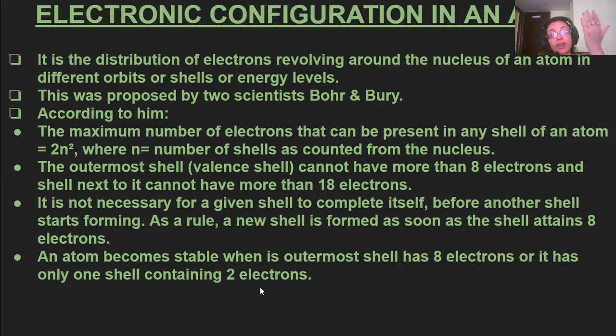But the last shell, that is the valence shell, will have 8 electrons at the most, not beyond that, but it can be less than that. And even the penultimate shell can have 8 or more, but not more than 18. Now an atom can become stable if its outermost shell contains 2 electrons or 8 electrons.